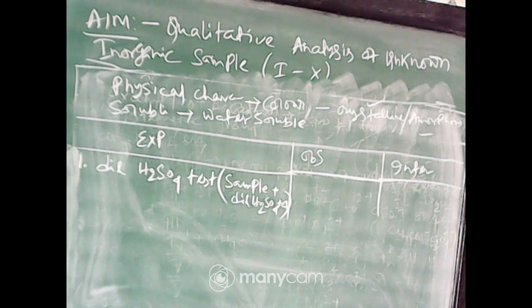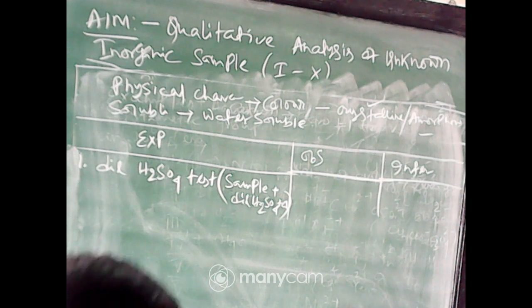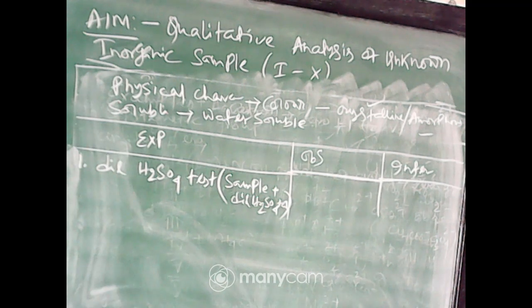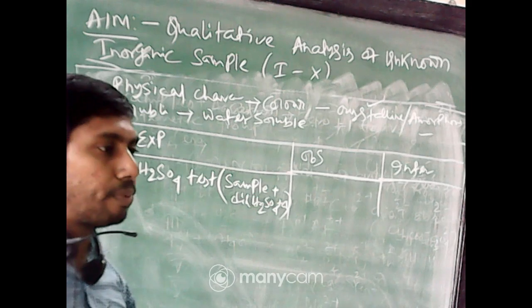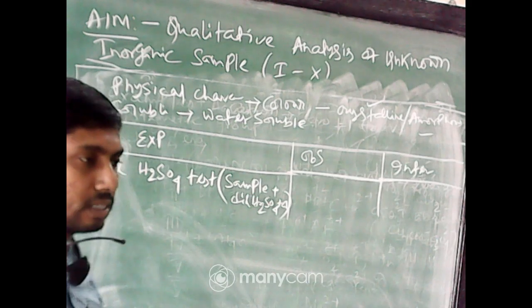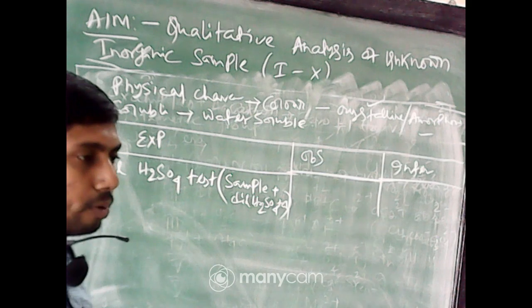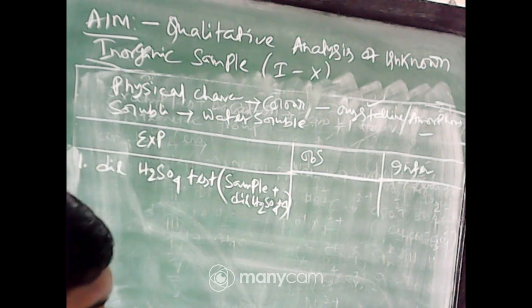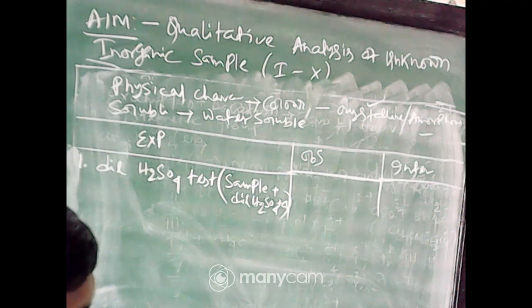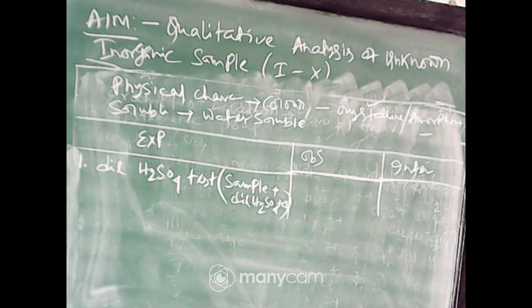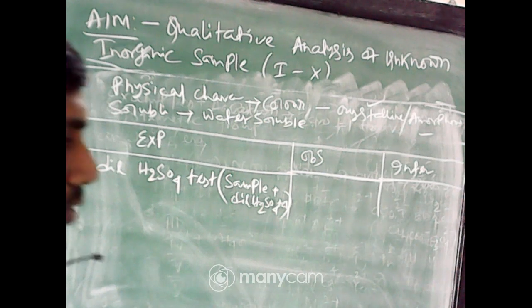Now move to page number 51 of that PDF. Step 1, preliminary test with dilute sulfuric acid. Everyone is there? Page number 51. Find it. Respond. Have you got it?